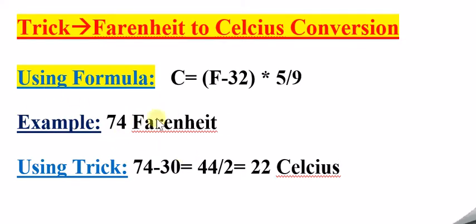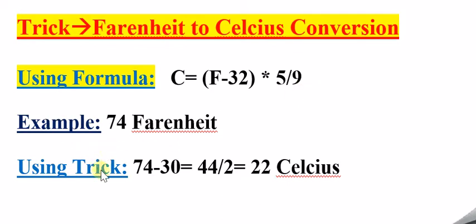For example, 74 Fahrenheit is given, and you are asked to convert it into degrees Celsius. Using the formula is recommended, but sometimes if we want to guess very quickly, then we use this trick. Using the formula first: C is equal to (F minus 32) into 5 by 9. Substitute F as 74: 74 minus 32, multiplied by 5 by 9. It comes to around 23.33, somewhere around 23.